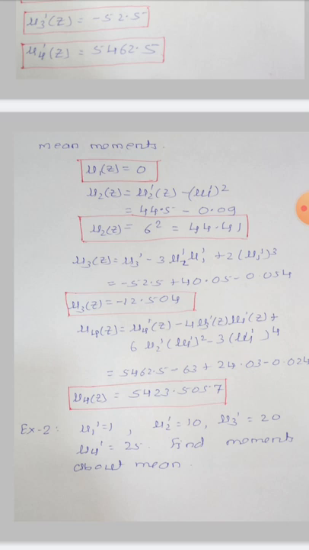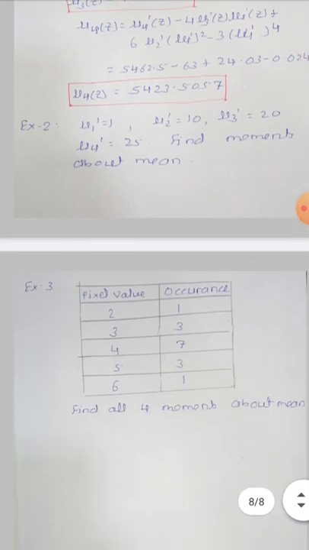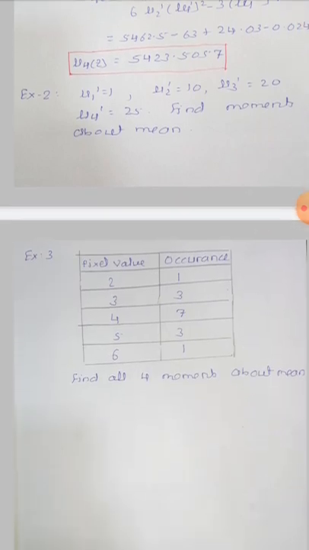Now here two more examples are given. When mu 1 dash, mu 2 dash, mu 3 dash and mu 4 dash are given as 1, 10, 20 and 25 respectively, find the moments about the mean. The third example is given. 5 data are given. In this, the pixel values are 2, 3, 4, 5 and 6, whereas the occurrences are 1, 3, 7, 3, 1 respectively. Find all 4 moments about the mean.